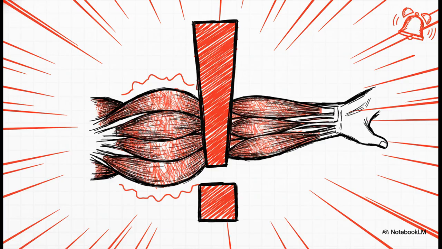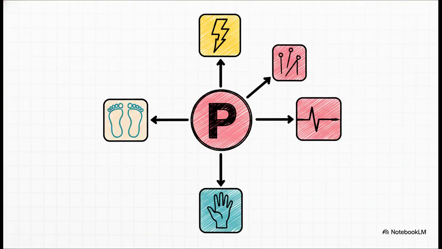Okay, I need everyone to lean in for this one. The number 1 most critical, can't-miss complication after a fracture or a cast is compartment syndrome. This is a true limb-threatening emergency, and you are the first line of defense. So how do you spot it? You memorize the 5 Ps.